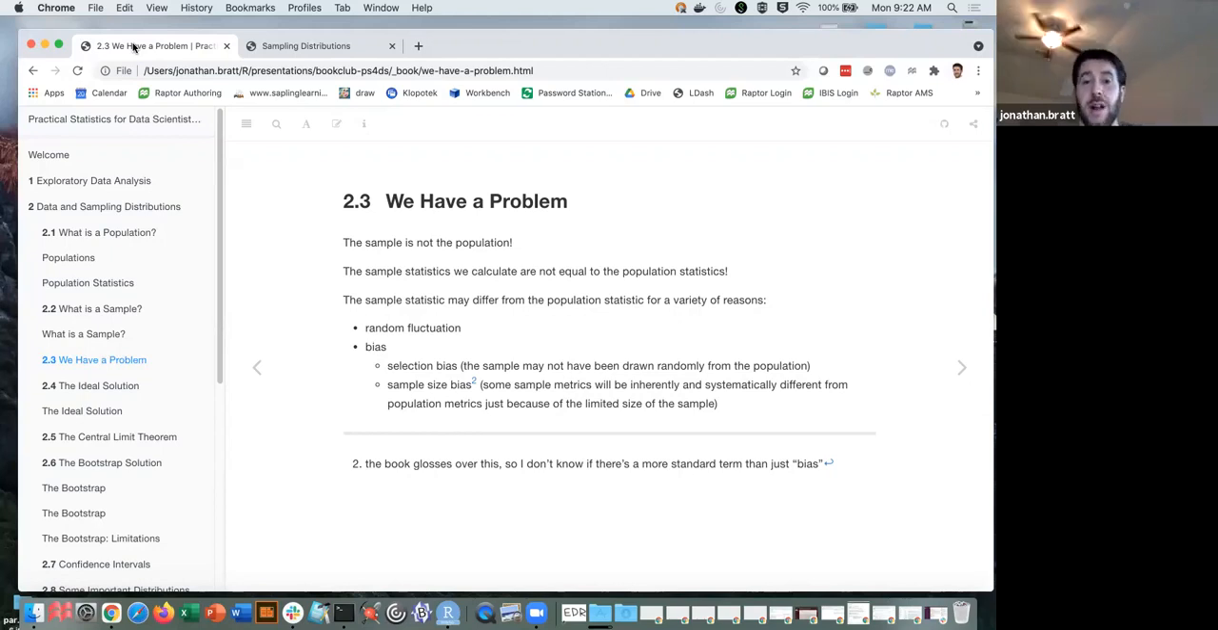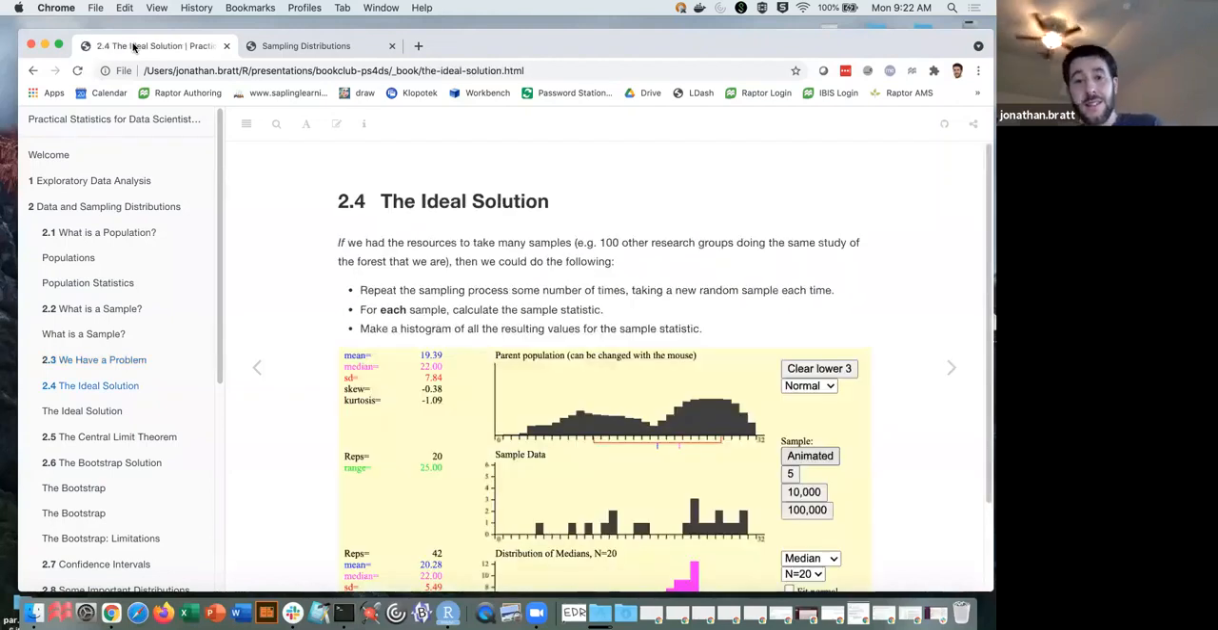Okay, so this is the problem that most of statistics, I think, is not too much an exaggeration to say, is trying to get a handle on: that the sample is not the population. Ideally, in an ideal world, if we had unlimited time and resources and access to things, here's how we would get around this problem. We would just take lots of samples.